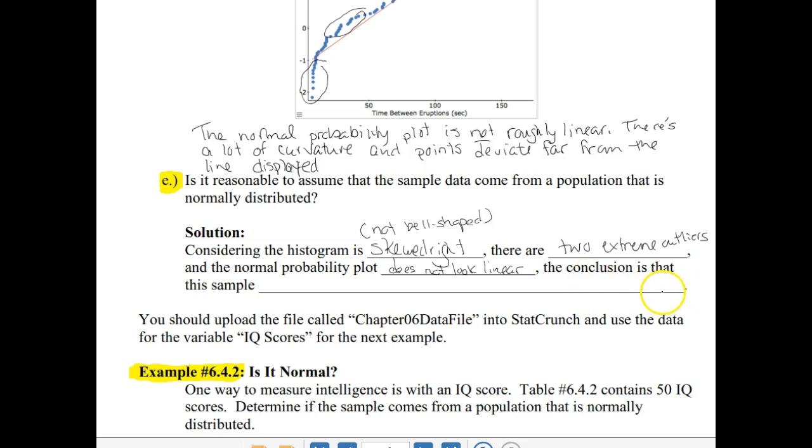All right, so the conclusion is that it is not reasonable to assume the sample came from a normal population. Again, that's our educated guess. So it could be that this data actually did come from a normal population, but based on the evidence we've seen in these three graphs, we think it's highly unlikely to have come from a normal population.